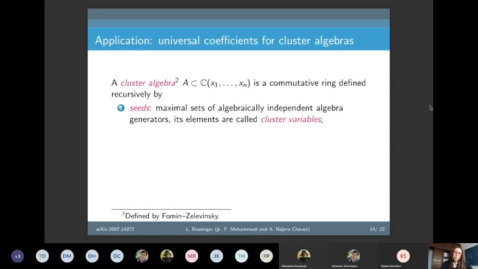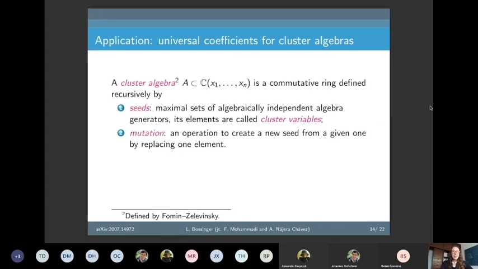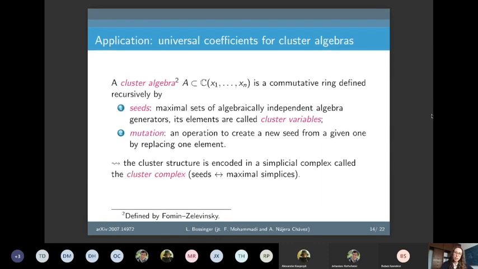And its elements are called the cluster variables. And the second ingredient is a process called mutation. That is an operation that creates a new seed from a given one by replacing exactly one element. And the cluster structure is encoded in a simplicial complex called the cluster complex.